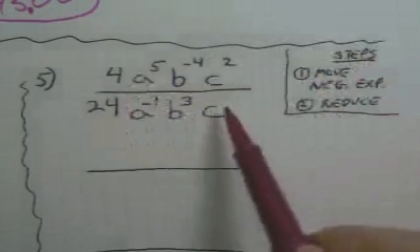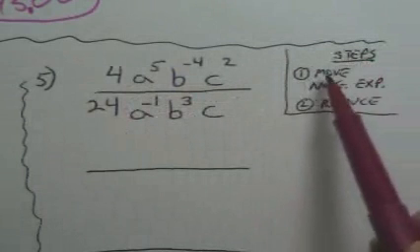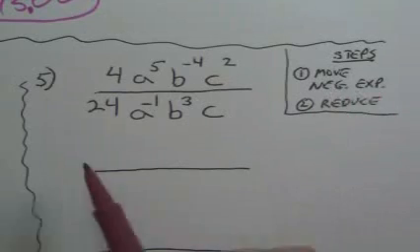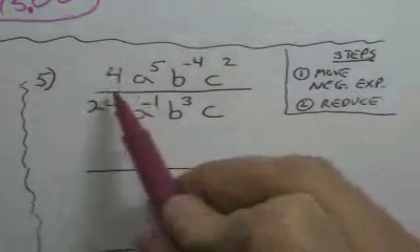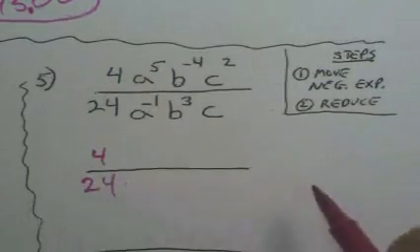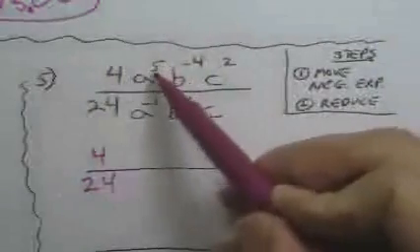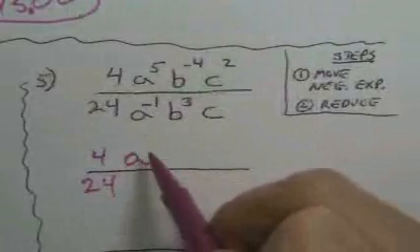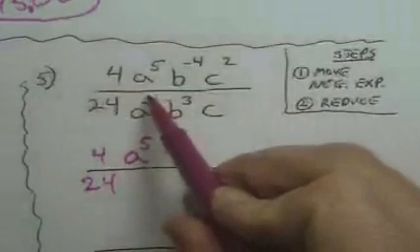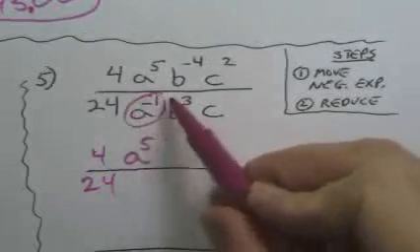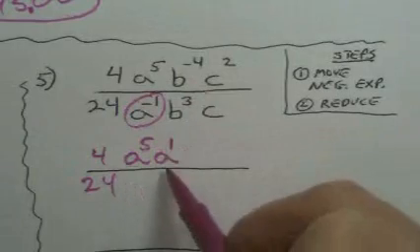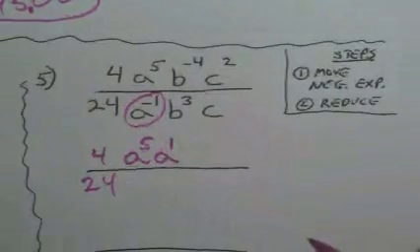Okay, we want to simplify this. Here are the steps. First of all, move any negative exponents, and then reduce. So I'm just going to rewrite this down below. 4 over 24. Is that a negative exponent? No, so that can stay right there. This one has a negative exponent, so what you're going to have to do is bring it up. That's what we mean by moving it. And when you bring it up, it becomes positive.